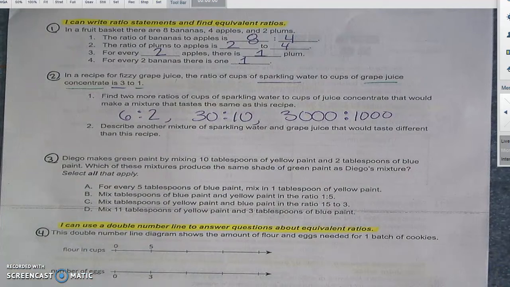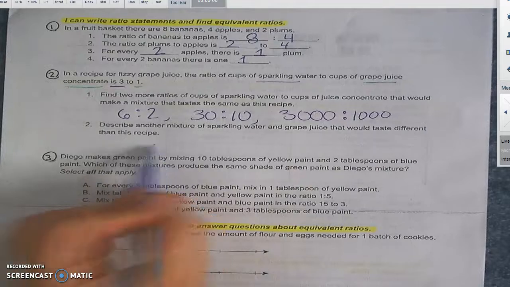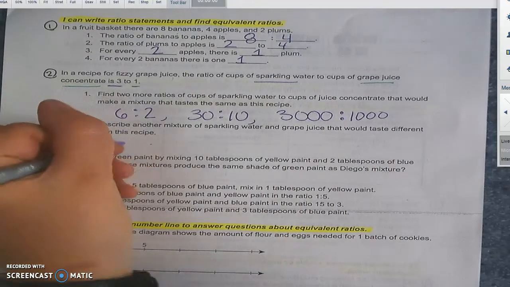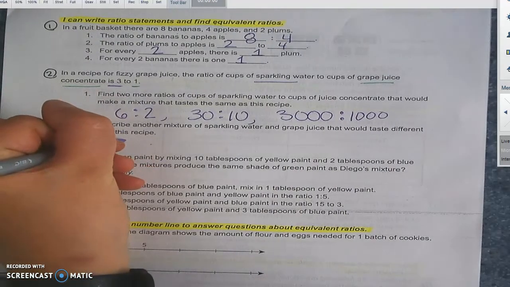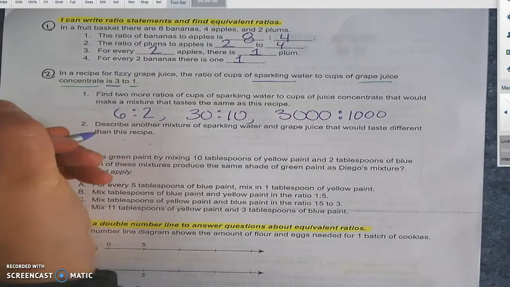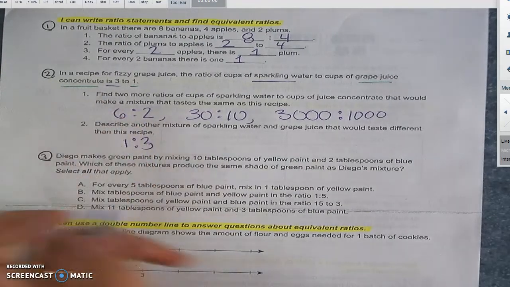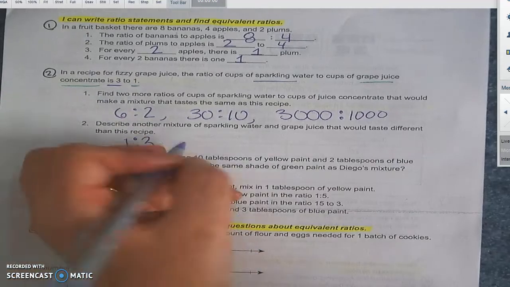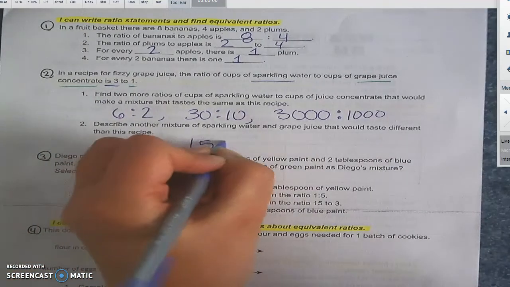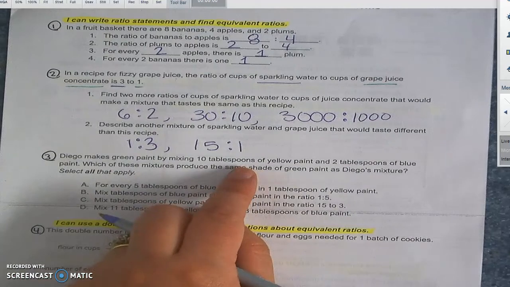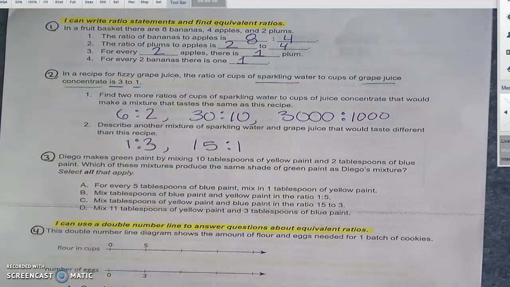Then it says describe another mixture of sparkling water and grape juice that would taste different than this recipe. So here we're looking for anything that's not equivalent. So I could flip it around. I could do 1 cup of sparkling water and 3 cups of grape juice concentrate. I could do 15 to 1. There's literally infinity options of what I could do here. It just needs to not be equivalent to this.